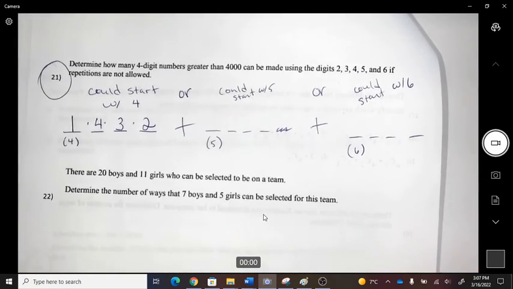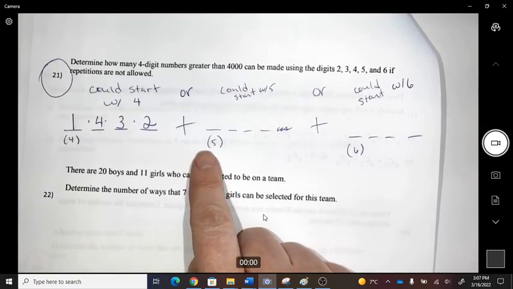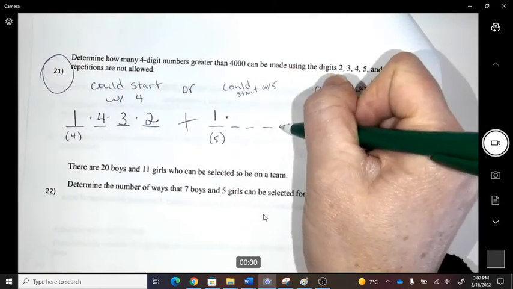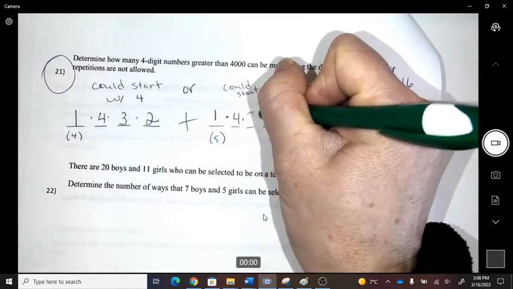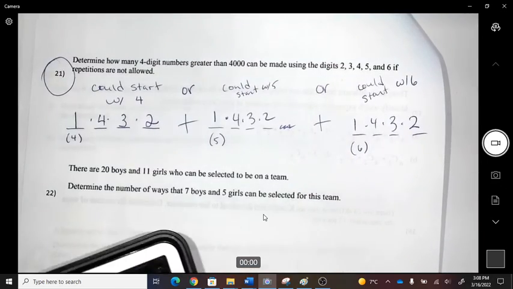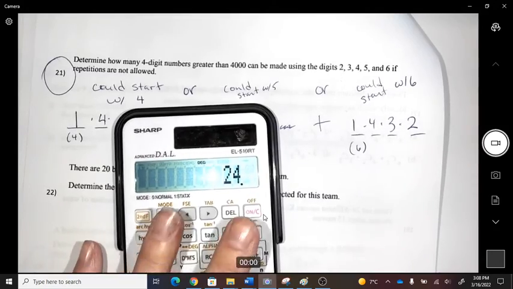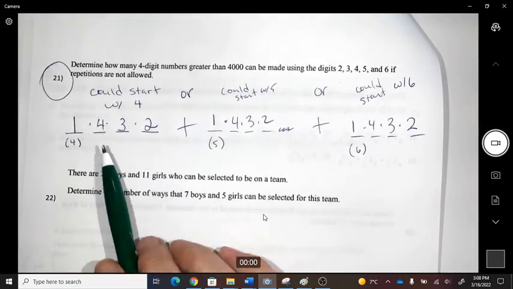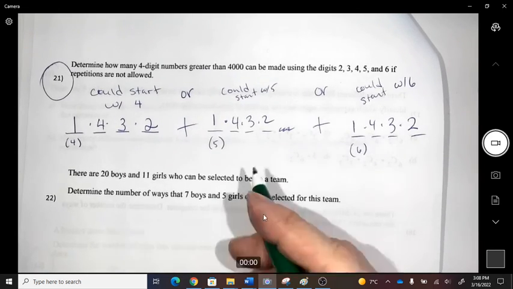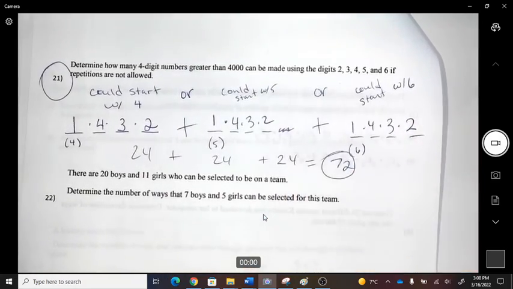Or if you had started with a 5, so now we're like resetting. If I start this with a 5, there was 1 option to do that. What do you think about this? Is it just going to be the same? Okay, so 4 times 3 times 2 is 24. Are you okay if 24 plus 24 plus 24, if I just do it times 3? So there's 72 numbers.